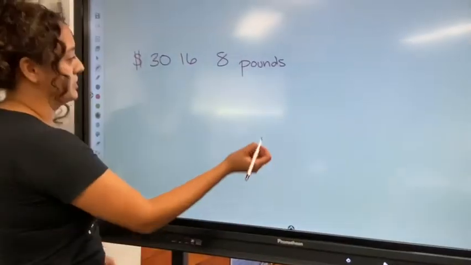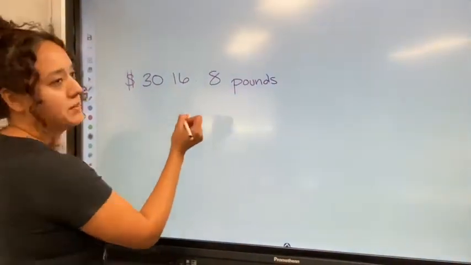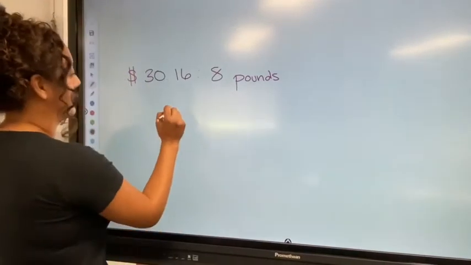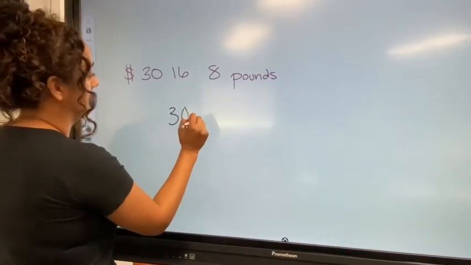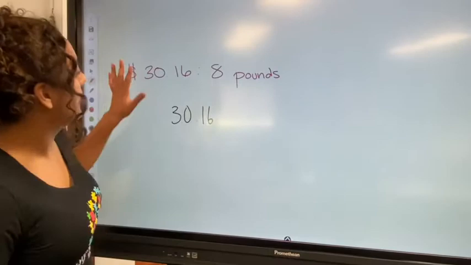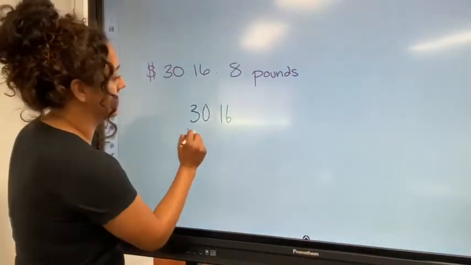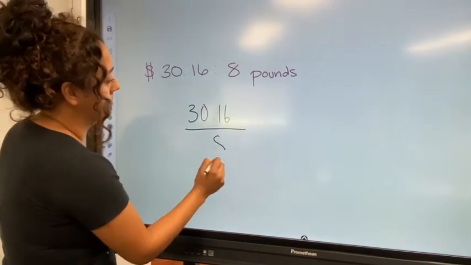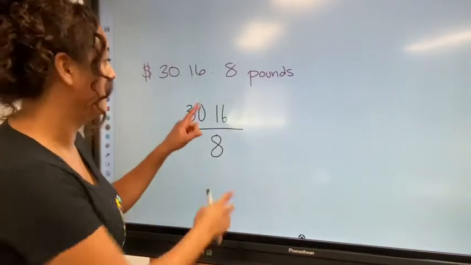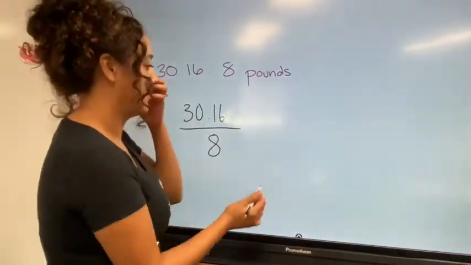So I'm going to set it up in a fraction looking form. So I'm going to go 30.16. I don't need to worry about the dollar sign right now because I'm just setting it up so I can solve it. So I'm going to leave it like that. And I'm going to put the 8 at the bottom. Okay, and in my head I know this is money, this is pounds. That's what I'm comparing it to.